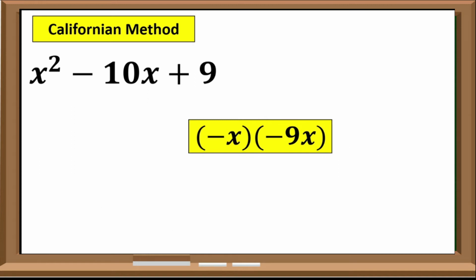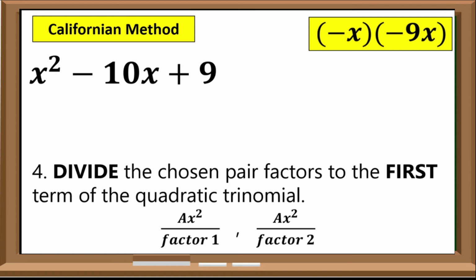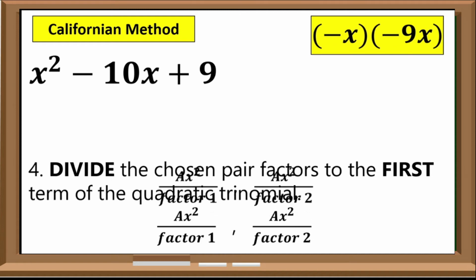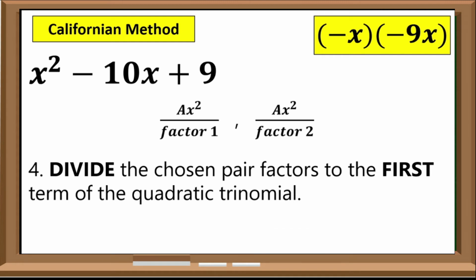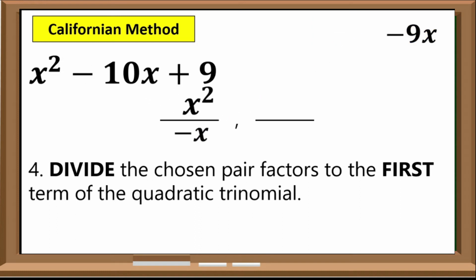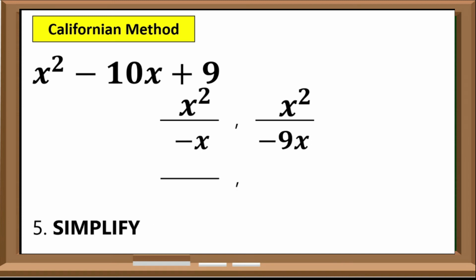Fourth step, divide the chosen pair of factors to the first term of the quadratic trinomial. The first term of the quadratic trinomial over the first factor, the first term of the quadratic trinomial over the second factor. That would be x squared over the first factor negative x, and x squared over the second factor negative 9x. Fifth step, simplify. X squared divided by negative x, that would be x over negative 1. And x squared divided by negative 9x, that would be x over negative 9.